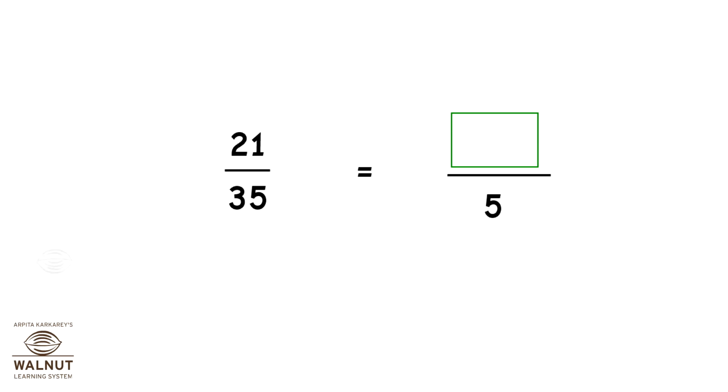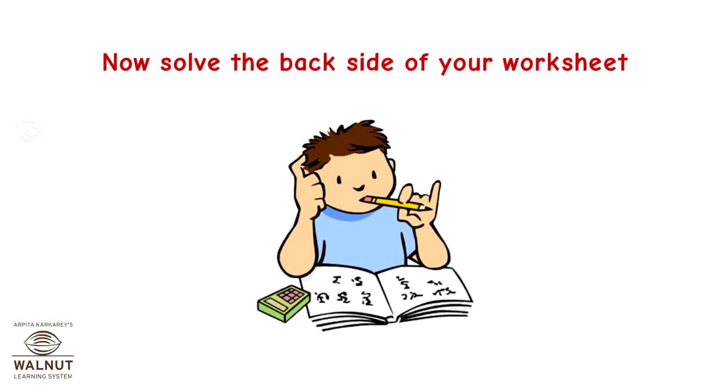Here we have to divide. 35 divided by 7 is 5. Whatever we do to the denominator, we have to do to the numerator. So we divide the numerator by 7, which gives us 3. So the equivalent fraction is 3 upon 5. Now solve the back side of your worksheet.